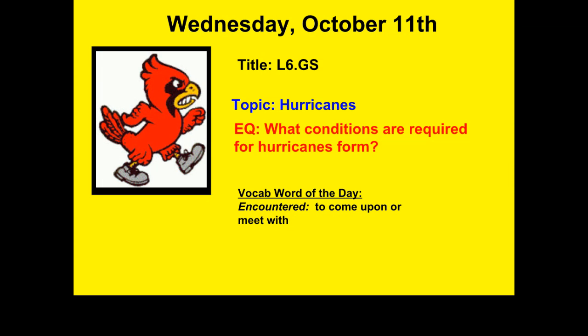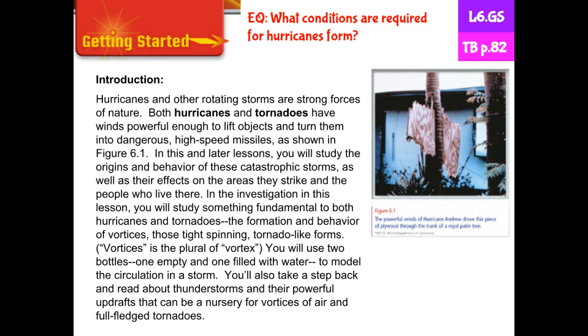Our topic is hurricanes, and our central question is what conditions are required for hurricanes to form? Our introduction today sounds like this. Hurricanes and other rotating storms are strong forces of nature. Both hurricanes and tornadoes have winds powerful enough to lift objects and turn them into dangerous, high-speed missiles, as shown in Figure 6.1. In this and later sessions, you'll study the origins and behaviors of these catastrophic storms, as well as their effects on the areas they strike and the people who live there.